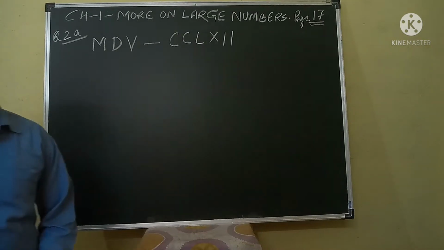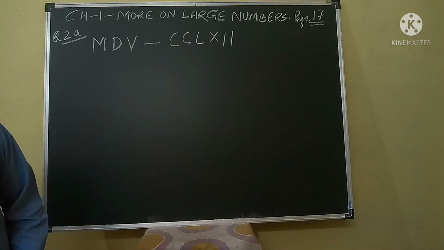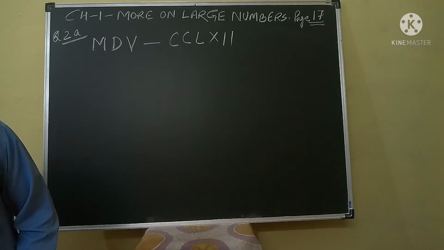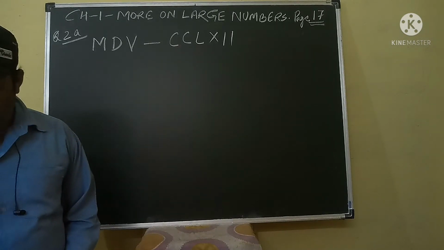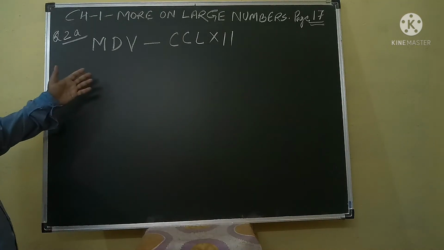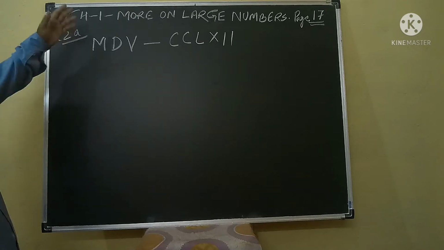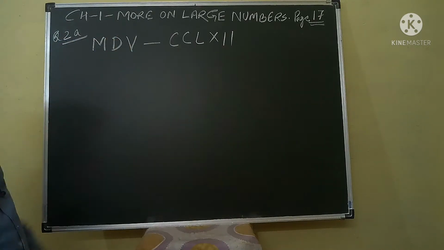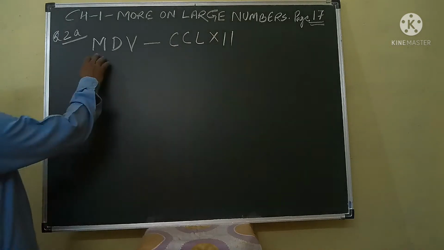Now your second question is: find the difference and write the answer as a Roman numeral. In this question we apply the same procedure. What is the difference? In the first question you add, in the second question you subtract. In all these questions we will apply the same procedure.